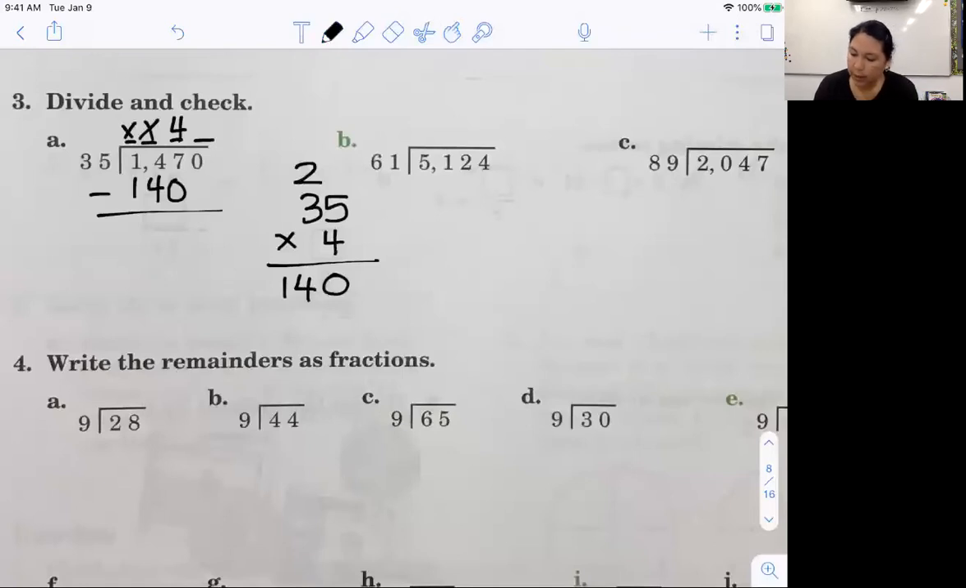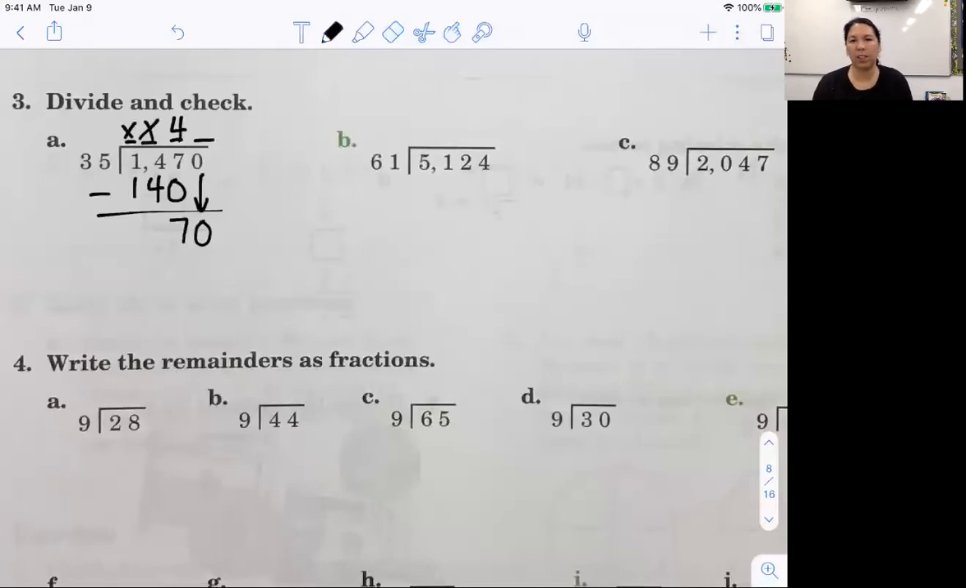What's 147 minus 140? 7. Bring down my 0. I'm going to erase this here just so it's not in the way. I really encourage you guys to do your scratch paper with long division so it doesn't make your paper so messy. Okay, how many 35s can go into 70? Can anyone do that mental math? So 30 plus 30 is 60. 5 plus 5 is 10, which would make 70. So 35 times 2.